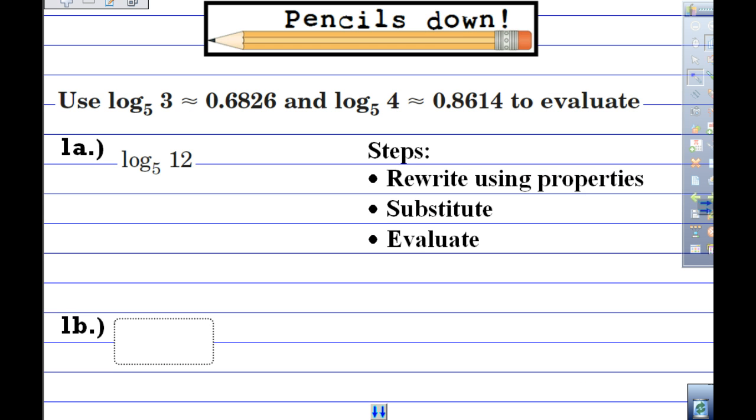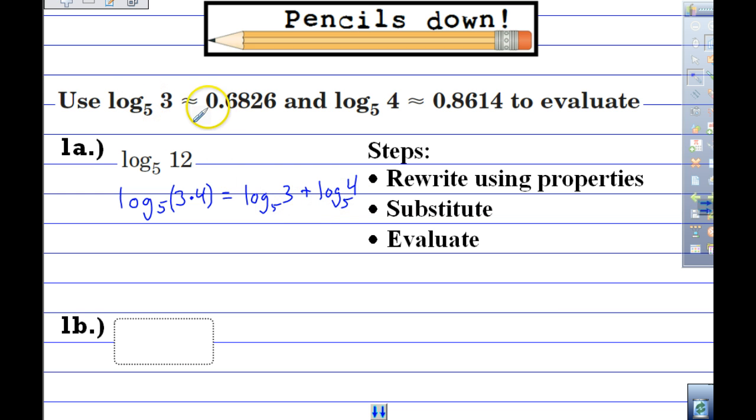So here we go. Let's try to use those. For instance, right here, we want to break this up by factoring it down first. So I know 12 is the same as 3 times 4. If you're multiplying, that's the same as adding those exponents. So I have log of 3 plus log of 4. And of course, we're using the same base right now.